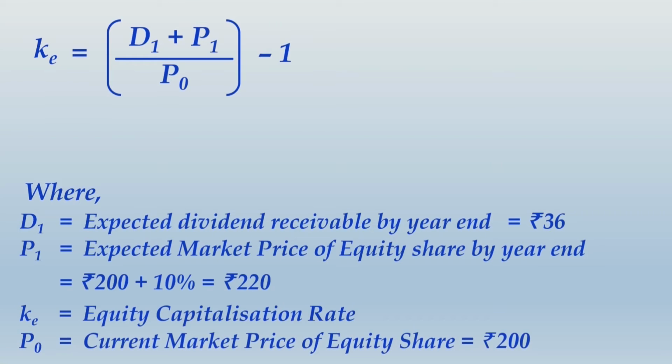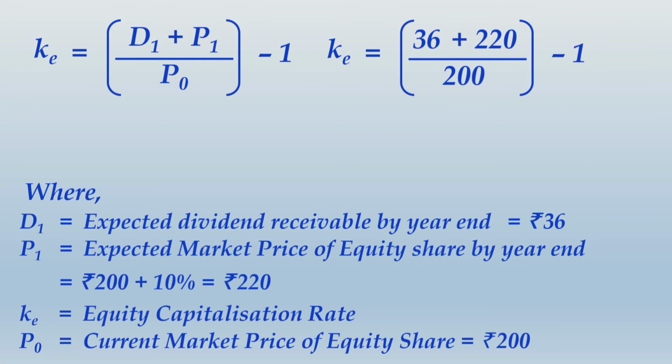Here did you notice one thing, that P0 was already informed and you were supposed to find KE. In this formula any one notation, any one variable will be missing, that is what you will have to find through the other three variables. Now, if KE is to be determined through this information, you simply put up the values, and D1 plus P1 will be 36 plus 220, divide by P0, that is divide by 200. From this whole thing subtract 1. So what you get is 256 divided by 200 minus 1.